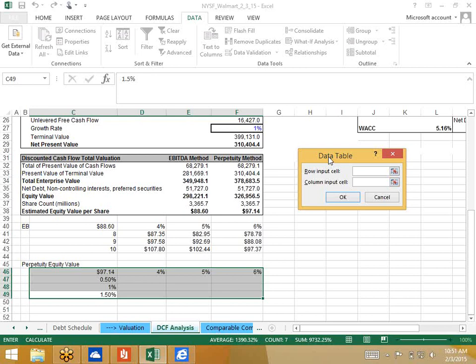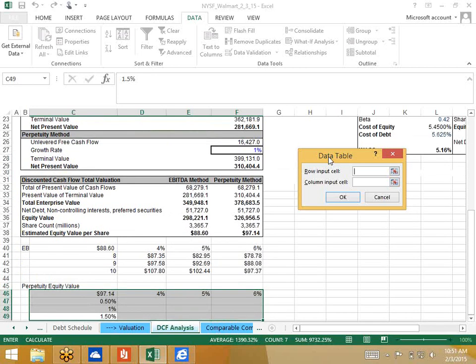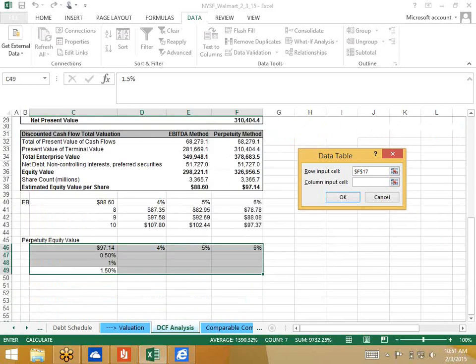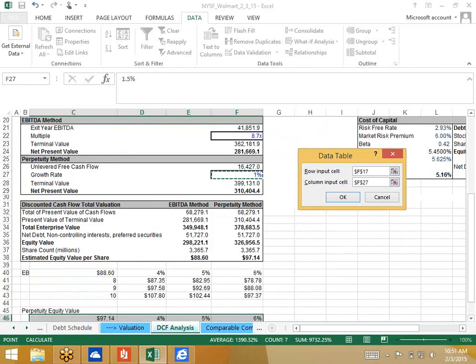You guys okay? Well, one good cell again is talking about the 4, 5, 6%. Where does it go in the model to change those percentages? That's the WACC. That's F17. And the growth rate, same thing. It's talking about the 0.5, the 1, the 1.5. Where does it go in the model to change the growth rate? It's F27.